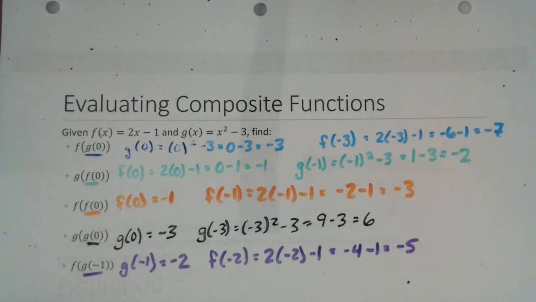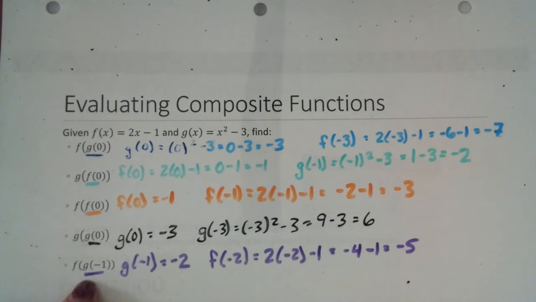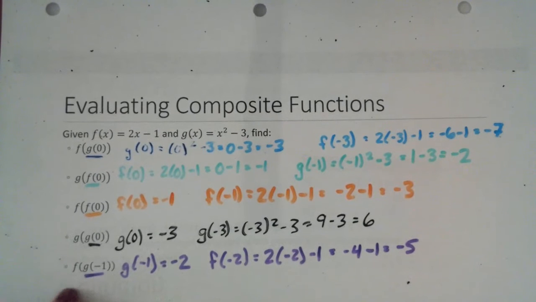So we're just working from the inside out. So for example, on this last one, our most inside was negative 1, and I plugged that into my function g. That gave me a negative 2, and I plugged that into the next function out, which was f.